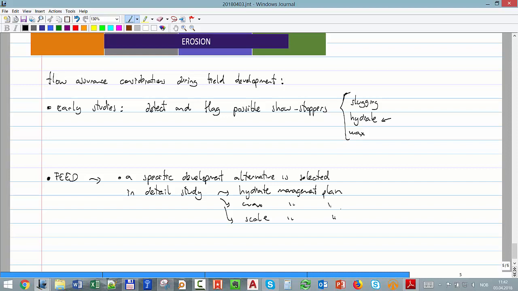Okay, and here the most important thing is that you have to start making predictions of temperature, pressure, and velocities in the production system, especially in pipelines, flow lines, and equipment.